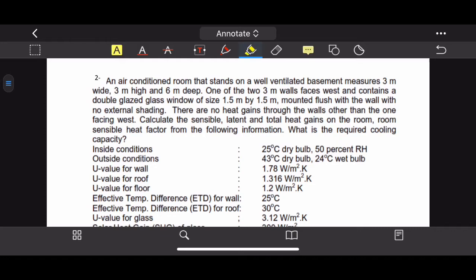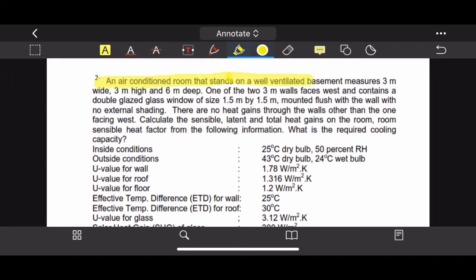Question 2. An air-conditioned room stands on a well-ventilated basement, measuring 3 meter wide and 3 meter high and 2 meter deep, right? So that means there's a house, below the house there's a basement, right? The basement size is given as such.